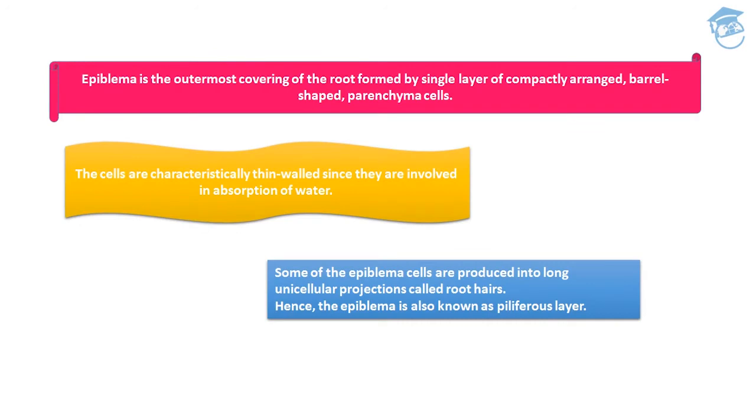The epiblemma is the outermost covering of the root, formed by a single layer of compactly arranged barrel shaped cells, and they are parenchymatous in nature. The cells are characteristically thin-walled since they are involved in absorption of water. Some of the epiblemma cells are produced into long unicellular projections, which we call root hairs. That's why the outermost layer is also called the piliferous layer, because of the presence of the root hairs.